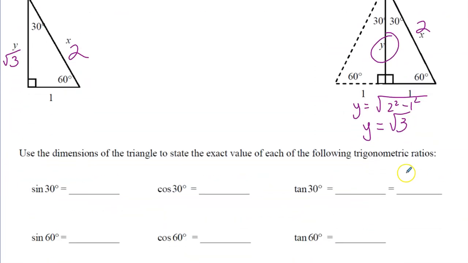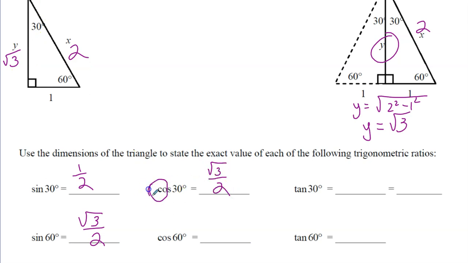State the value of sine 30. So the sine of 30 is 1 over 2, 1/2. The sine of 60 is opposite over hypotenuse, root 3 over 2. The cos of 30, so cosine is adjacent, root 3 over 2.